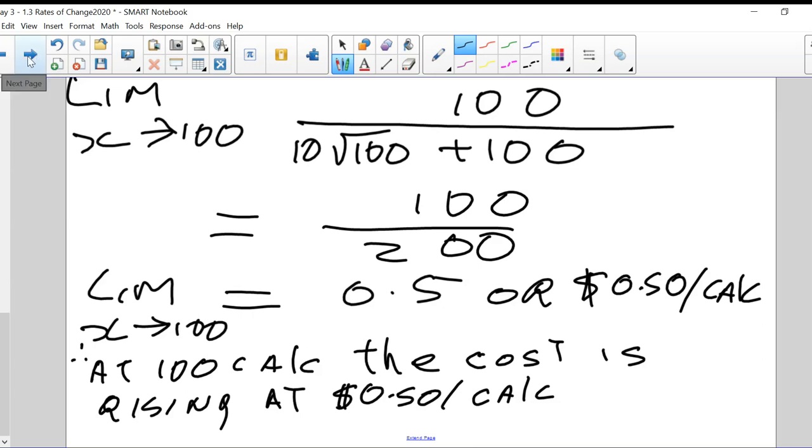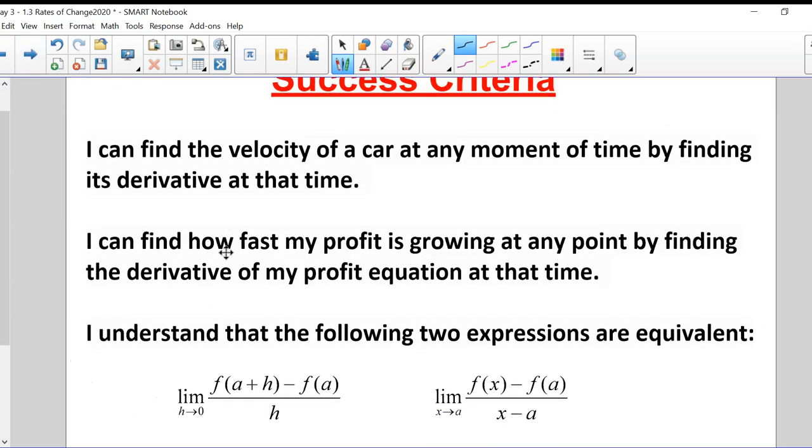Okay, I think that was the last question. Let's just make sure. Yeah, so here's our success criteria.